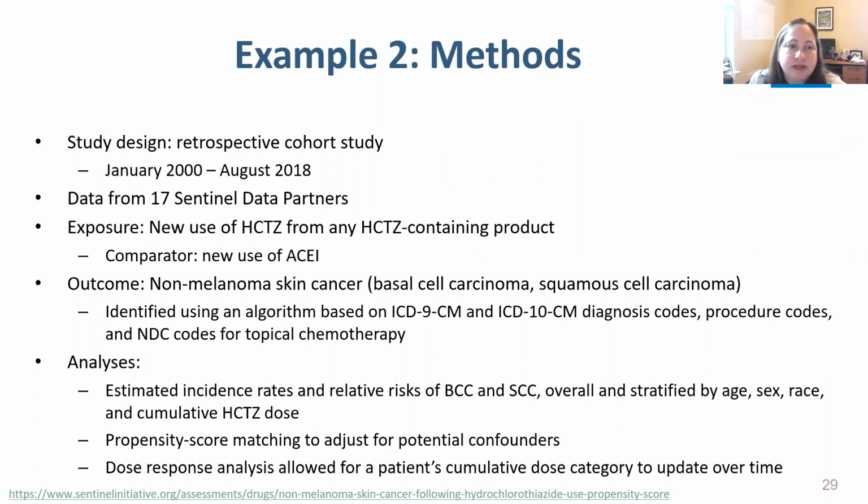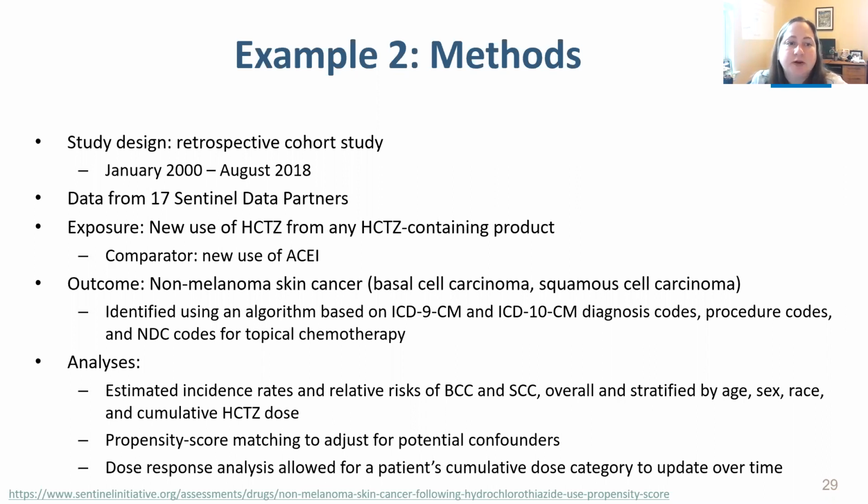This was a retrospective cohort study. They used data all the way back from January 2000 to get as much data as possible, because hydrochlorothiazide is a fairly old drug. Here they leveraged data from 17 data partners. For exposure, they looked at new users, so incident users of hydrochlorothiazide from any hydrochlorothiazide containing product, and compared it to ACE inhibitors from any ACE inhibitor containing product. Similar to the prior analysis, they identified use via outpatient dispensing using national drug codes.